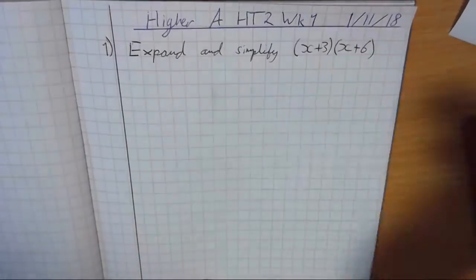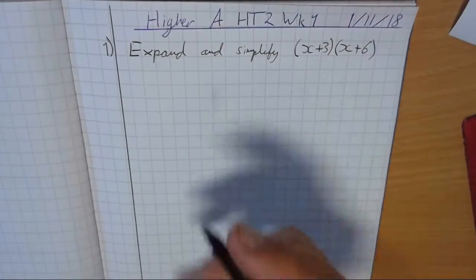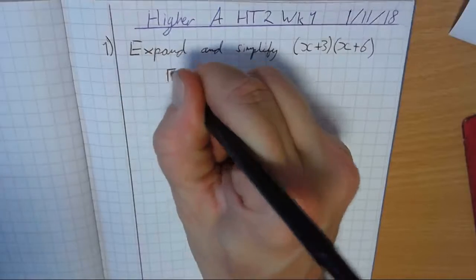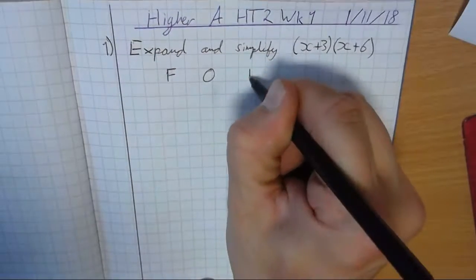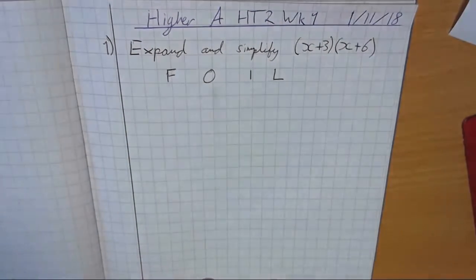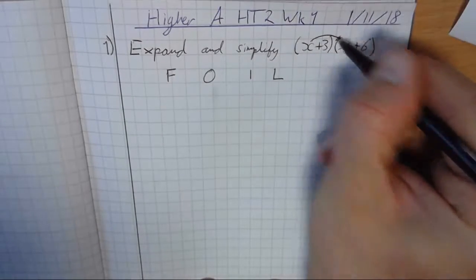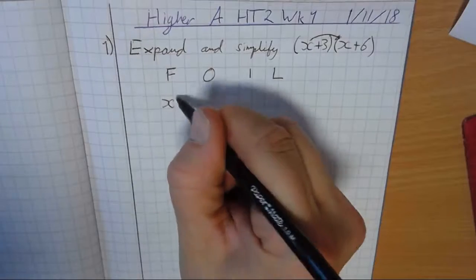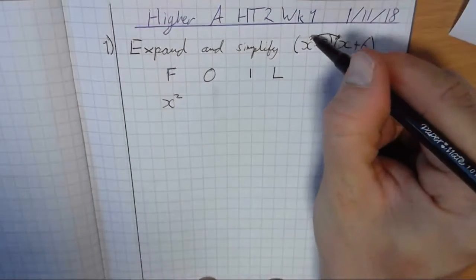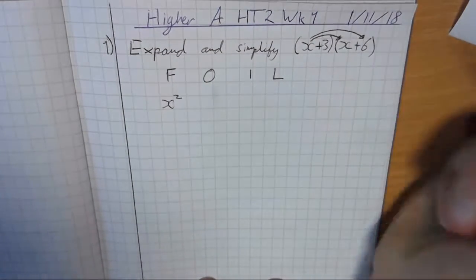Now, there's a bunch of different methods for this, but I would probably use the FOIL method. You could use a grid method as well. That would also be absolutely fine. I would tend to use the FOIL method. So the FOIL method is first times by first, which is x times by x here, which is x squared. Then outer, so x times by plus 6.